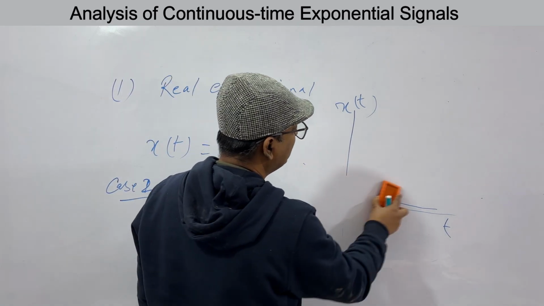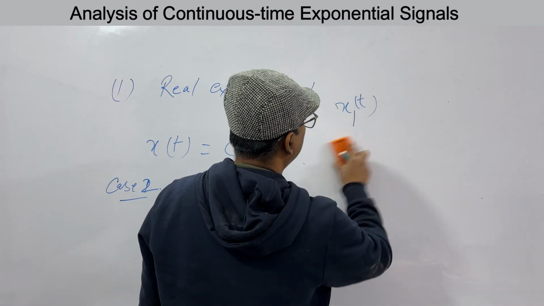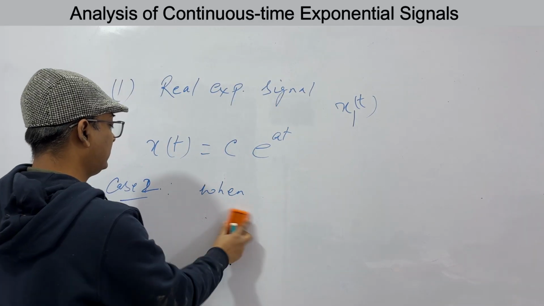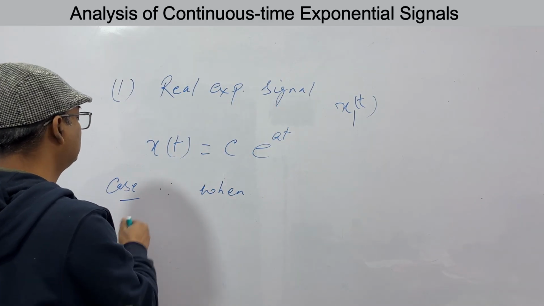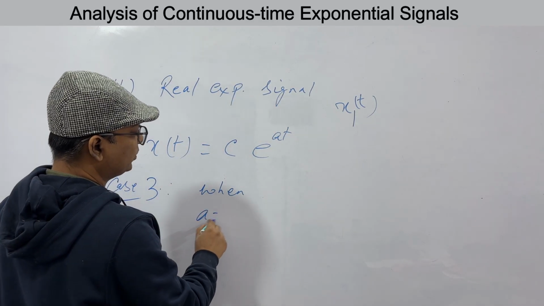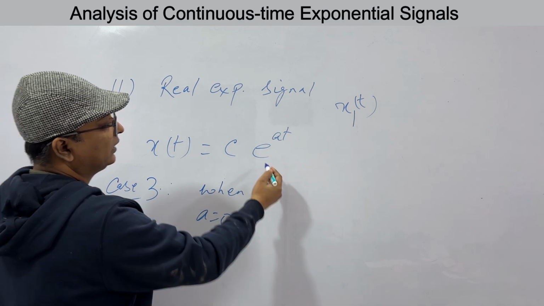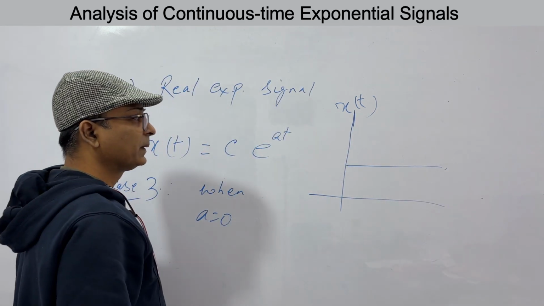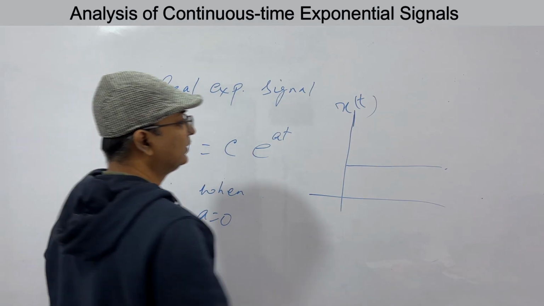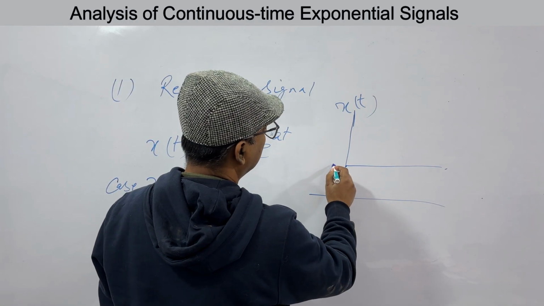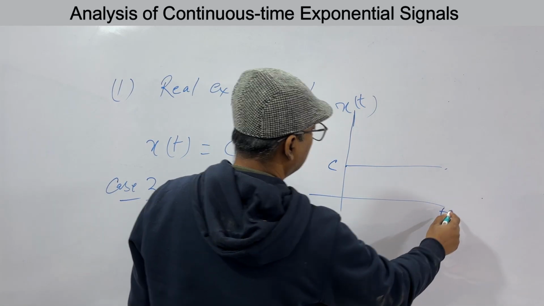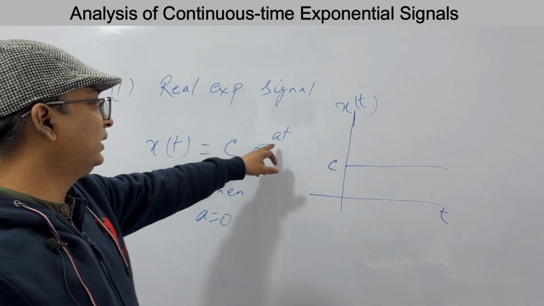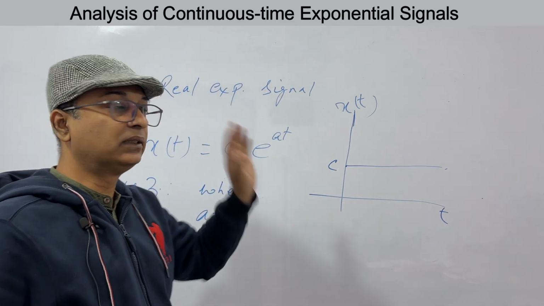And when a is equal to 0, then what? Case 3, when a is equal to 0. See, when a is equal to 0, this will be 1. So our signal will be like this. It will be a constant. Clear? So this will be equal to c. So at a equal to 0, it is simply c.